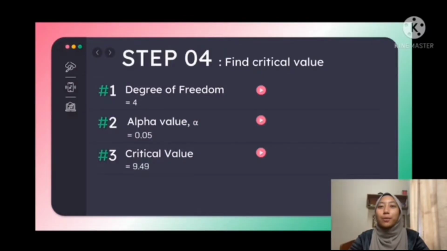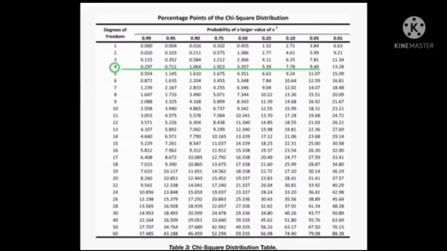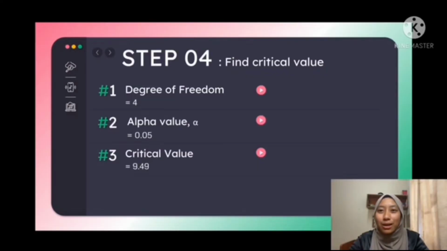Move on to the next step, which is the fourth one. We will be determining the critical value based on these 3 factors. Firstly, the degrees of freedom, which we have calculated in the previous step, and we get 4. Next, for the alpha value, we assume the value as 0.05 automatically since the question didn't state anything regarding the value. Last but not least, we need to refer to the chi-square distribution table and locate the degrees of freedom first, which is on the left-hand side, and then trace straight until you can see the alpha value of 0.05. Then there you go. This is our critical value.